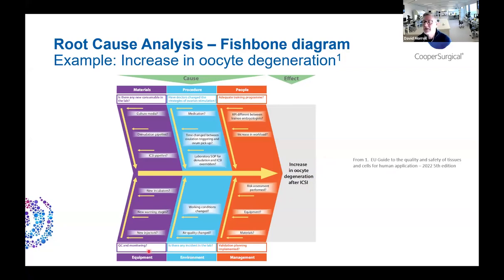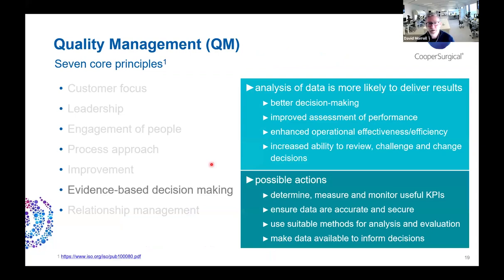And you can see it's asking questions like, what culture media are you using? Have you changed the denudation pipettes? Is there a change to medication? Have you got new incubators, and so on? So you can see the principle there of trailing back, looking at elements that could contribute to an adverse event.